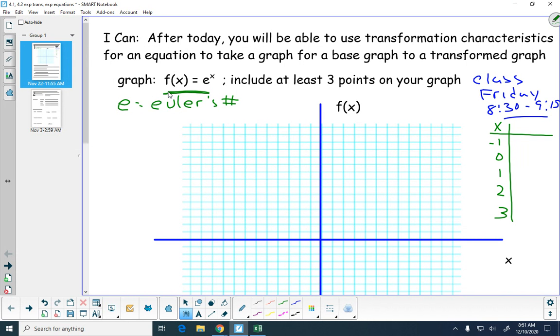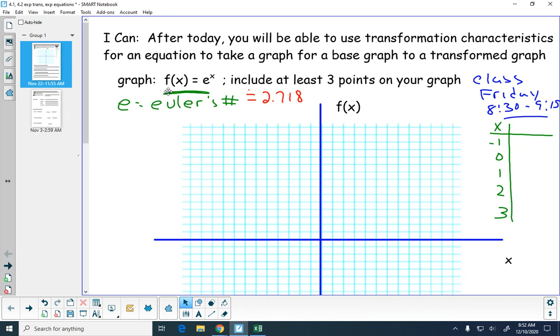Euler's number is a constant just like the value of pi. If we calculate the value of pi, that's 3.14159 and some change, and it just keeps on going forever. If you look at e, which is Euler's number, this is approximately equal to 2.718.